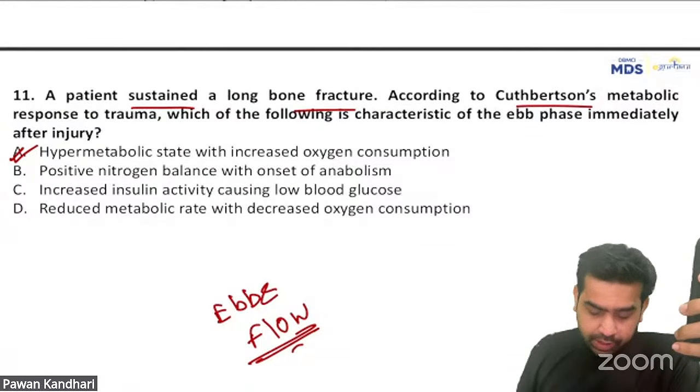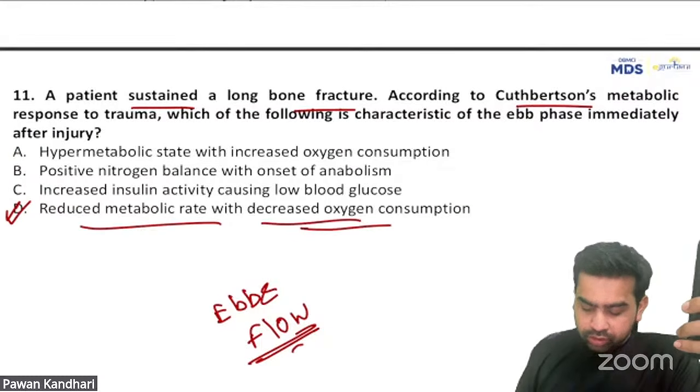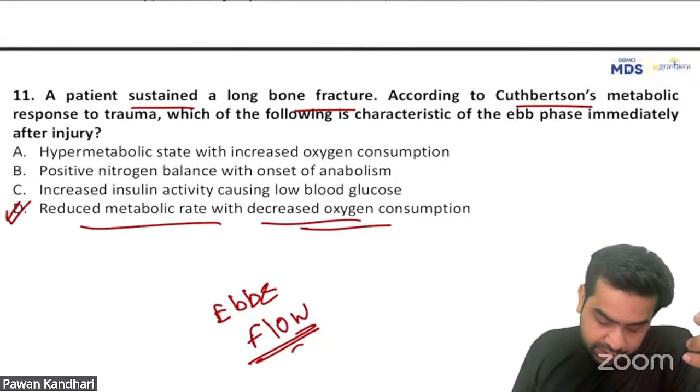Sorry, my bad over here. Obviously, the answer is not that. The answer over here is reduced metabolic rate with decreased oxygen consumption. That is what is going to happen immediately after the injury.